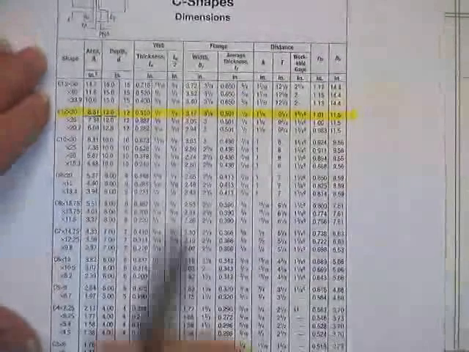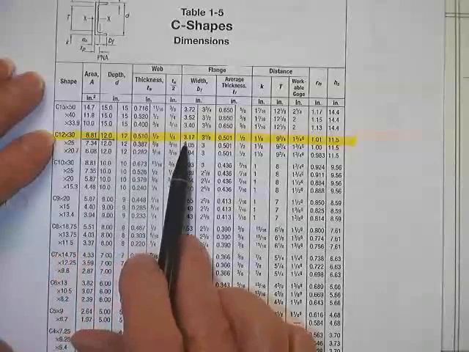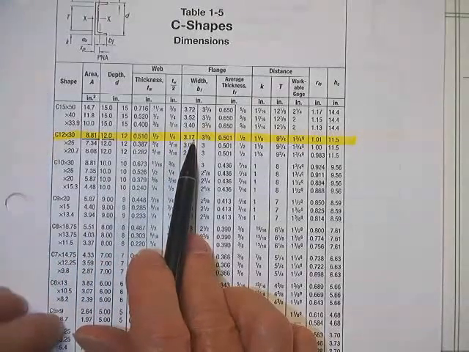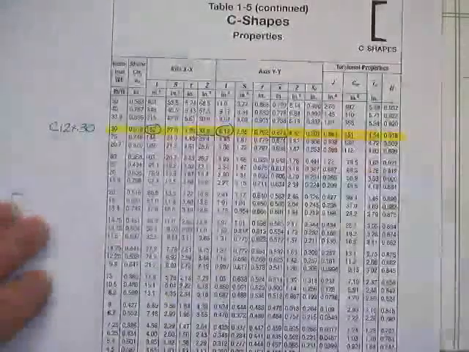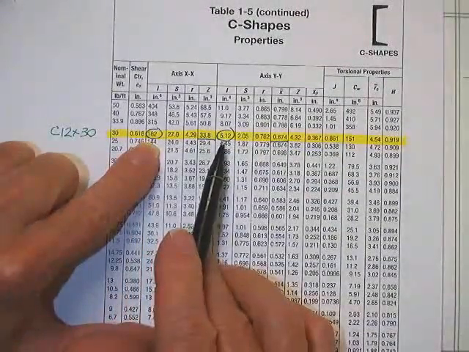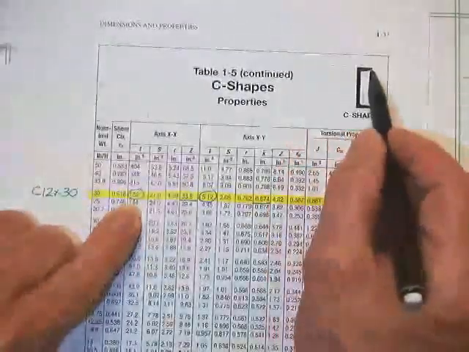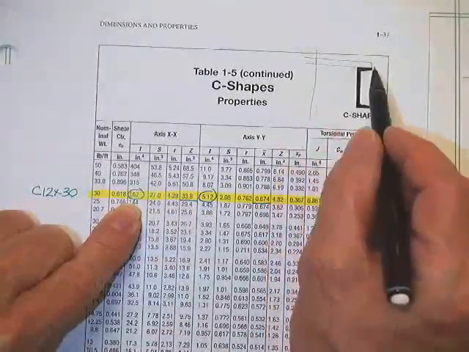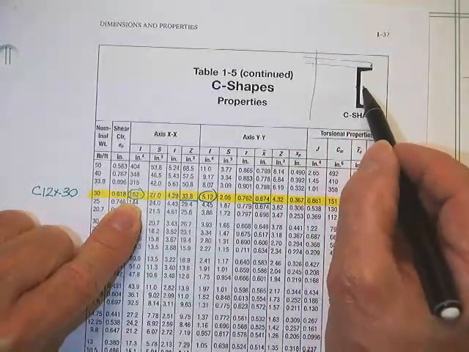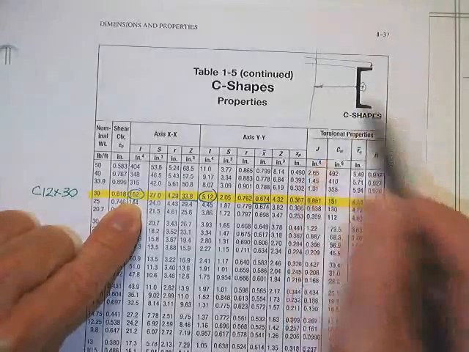Here's where I got the dimensions from. Here's the area of a C12 by 30. There's its 12 depth. Here's that B sub F that we came back 3.17 from the tip of the channel. Here are the elastic moments of inertia, if you ever happen to need them. Here's that X bar. When we came to the edge of the plate, that was 5. We subtracted the 3.17. We came back too far. We had to go back out X bar, 0.674 inches, to get that distance.